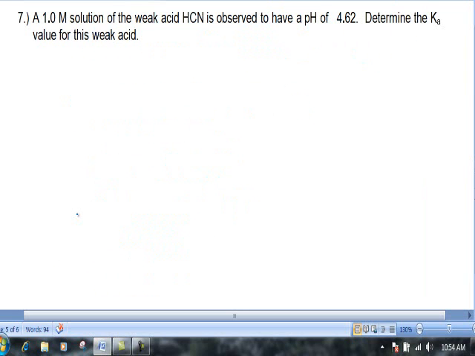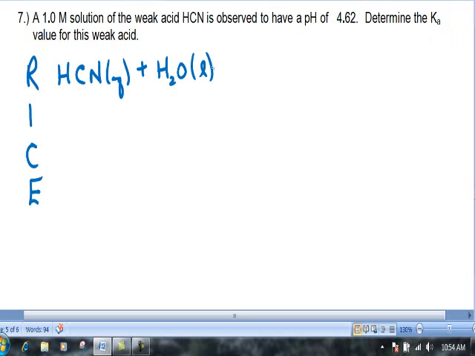This problem is similar to the last one, except slightly different in that this time we're given the pH of our weak acid solution. We want to figure out what the Ka value is for the acid. We know this is a weak acid because HCN is not on our list of strong acids. Again, we're going to use the RICE strategy.